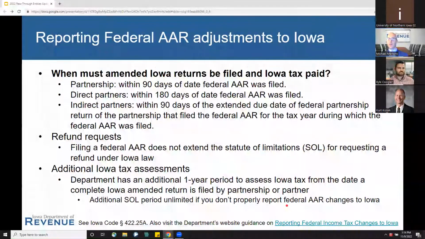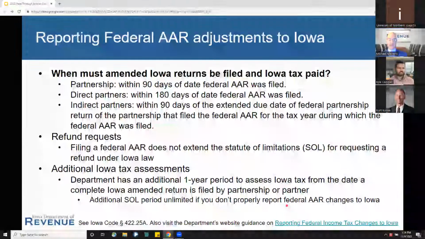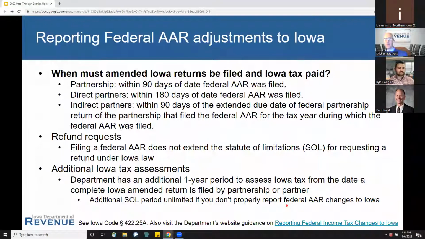If you have any indirect partners, which would be a partner who owns an interest in a partnership through one or more tiered entities, so we're really talking about a tiered structure with several pass-through entities involved. Those indirect partners need to file their Iowa amended returns within 90 days of the extended due date of the federal partnership return for the year, for the partnership that filed the AAR in the year the AAR was filed. So that initial 90-day and 180-day clock is fairly easy to measure. It gets fairly complicated once you involve indirect partners in these reporting requirements.